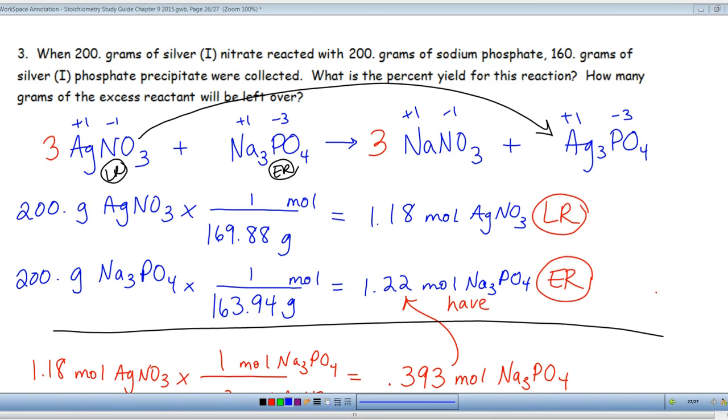So when I read this problem, I see 3 numerical values and I don't really care until I figure out the reaction. I'm just looking for the reactants and products. When 200 grams of silver 1 nitrate reacted with 200 grams of sodium phosphate, 160 grams of silver 1 phosphate precipitate were collected. What is the percent yield and how many grams of the excess were left over?